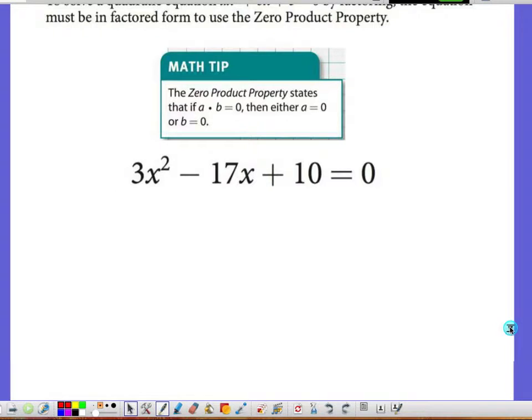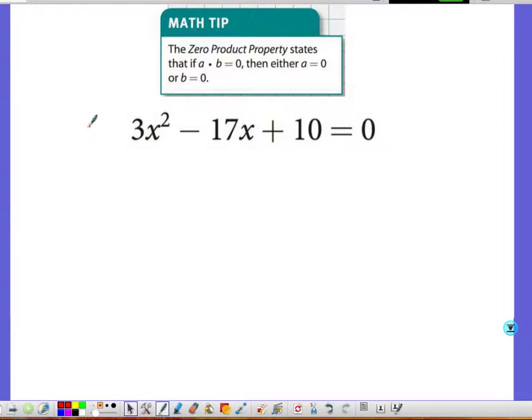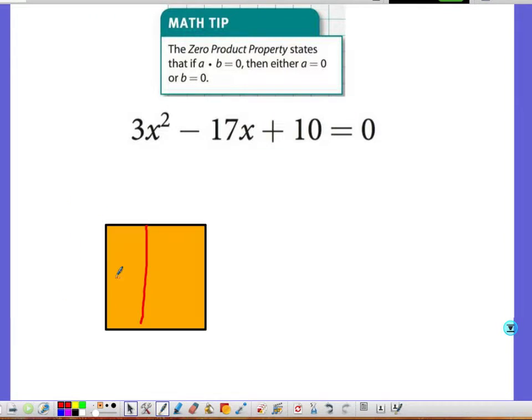Alright, so to begin to factor this, first thing you want to look at is, do these have any common factors? 3, negative 17, and 10. No. So we cannot take anything out at the very beginning. So let's go ahead and begin by using the box method. Now what you want to do is you always want to put the term that has x squared in the top left corner of the box, so 3x squared, and you want to put your constant in the bottom right corner.